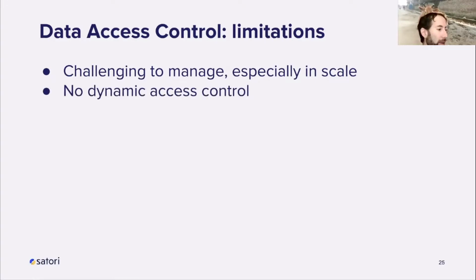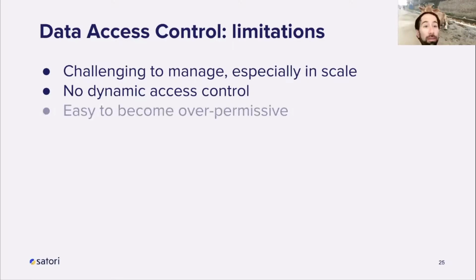It's not dynamic, as in, when I'm saying dynamic, I mean, for example, based on the data types. So I want to mask or restrict access to anything that contains a social security number, email, name, etc. So it's only very specific.